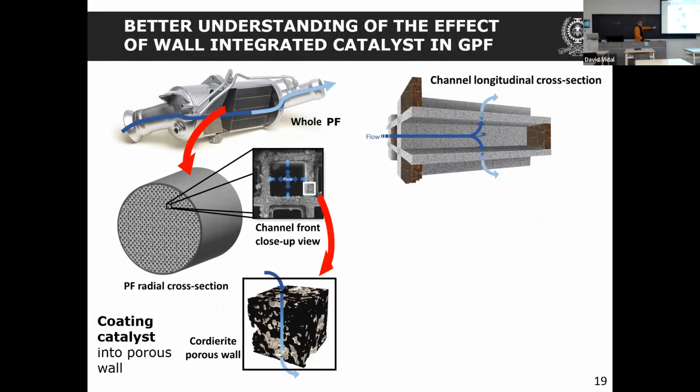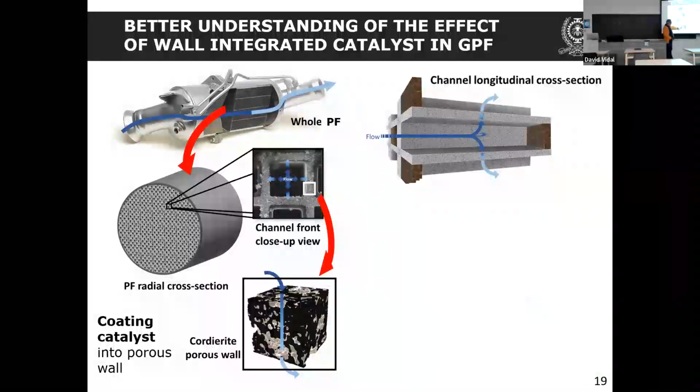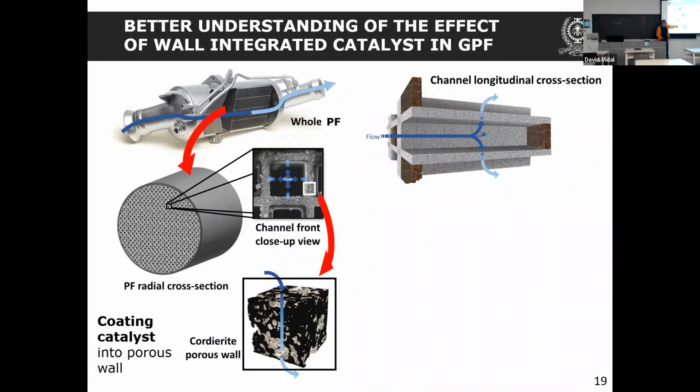So you need to appreciate the dimensions here. This wall is around 300 microns, which I think is about 3 times the diameter of a hair. So it's very small. The average pore size is around 25 microns, so a quarter of a human hair.